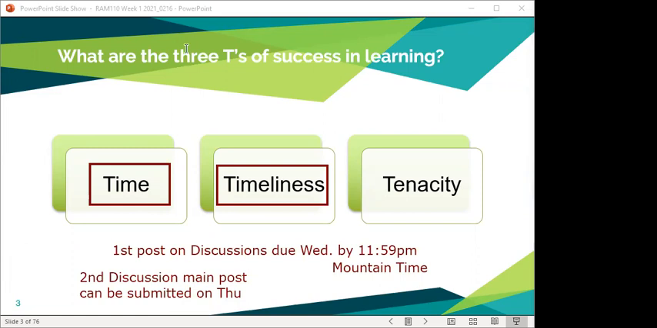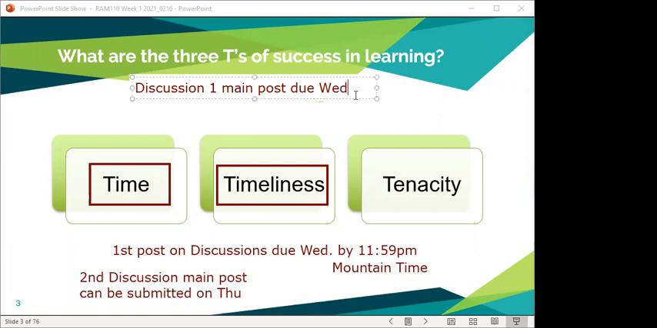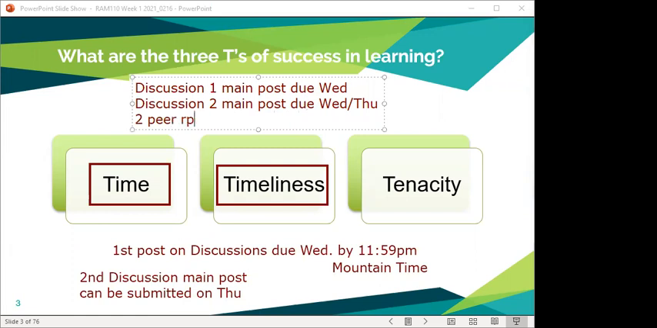So to be clear and make sure there's no confusion, discussion 1 main post due Wednesday, and discussion 2 main post due Wednesday or Thursday. And that way you get it submitted on time. Now why? You may say, why can't it be due Sunday? Well, because 2 peer replies are due by Sunday for each post.